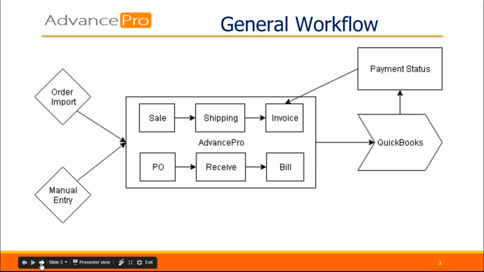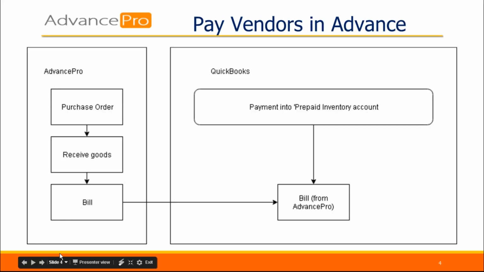Now, if we take a look at paying vendors in advance, at the beginning of the transaction, you'll get your purchase order for the items in AdvancePro, and then you can make a payment in QuickBooks into a prepaid inventory account. Then once you receive the goods, AdvancePro will make a bill, which will pass into QuickBooks, and you can associate that payment with that bill at that point.